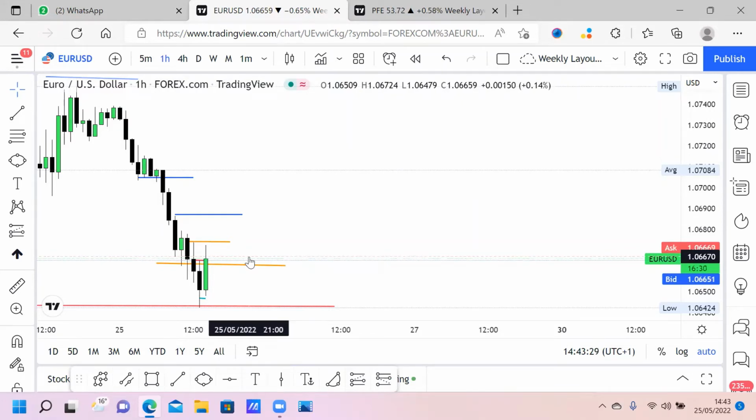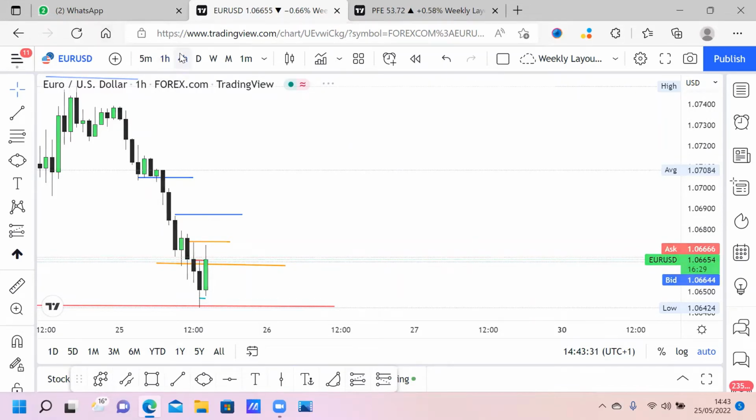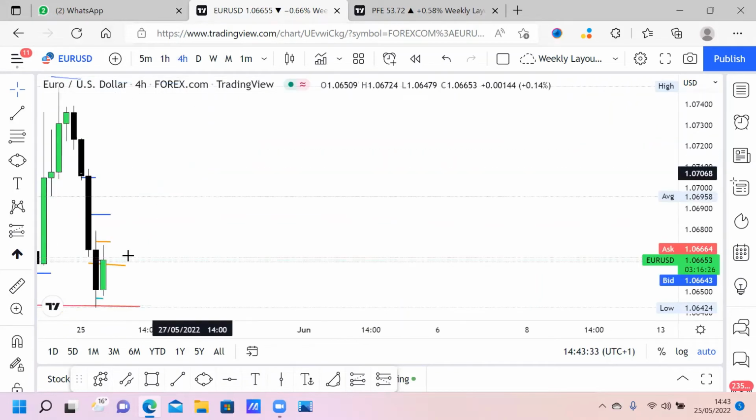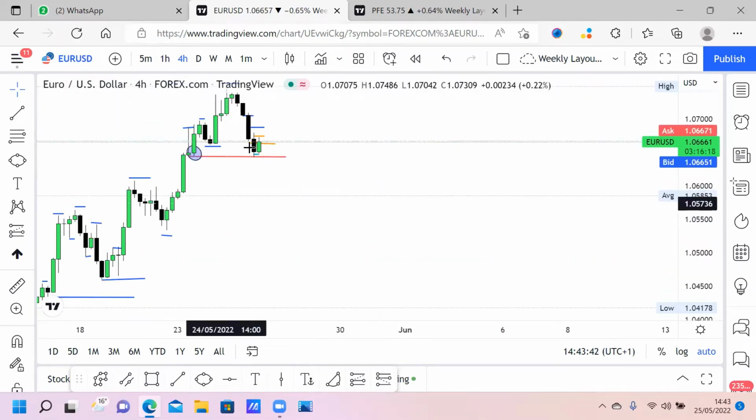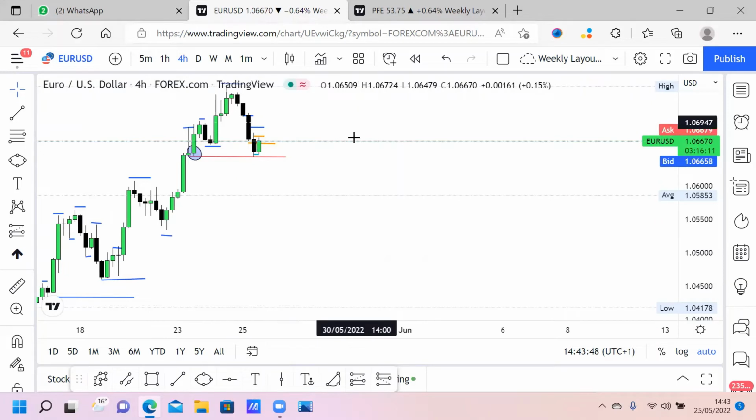Okay. So if we now look from a 4-hour point of view, the 4-hour candle did not take the previous 4-hour candle out. So this is telling me that the price is going to be reversing, but the only thing that I can't tell you is when. Okay. So trading is a patience game.